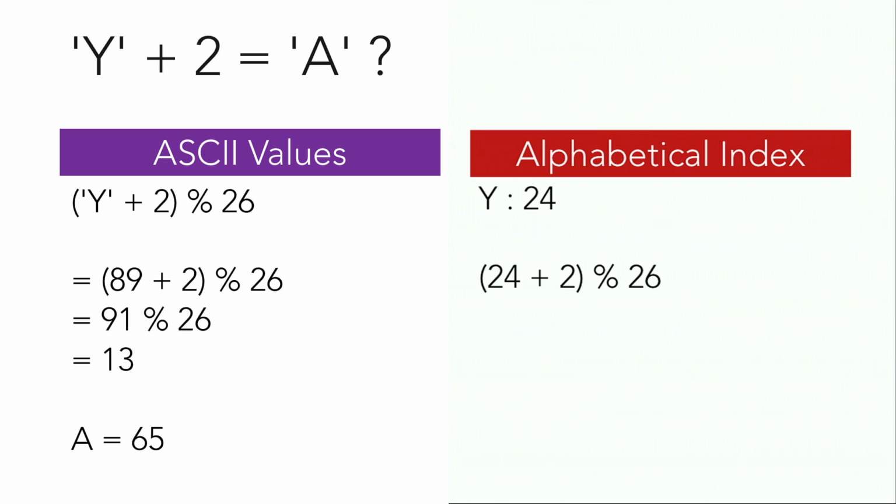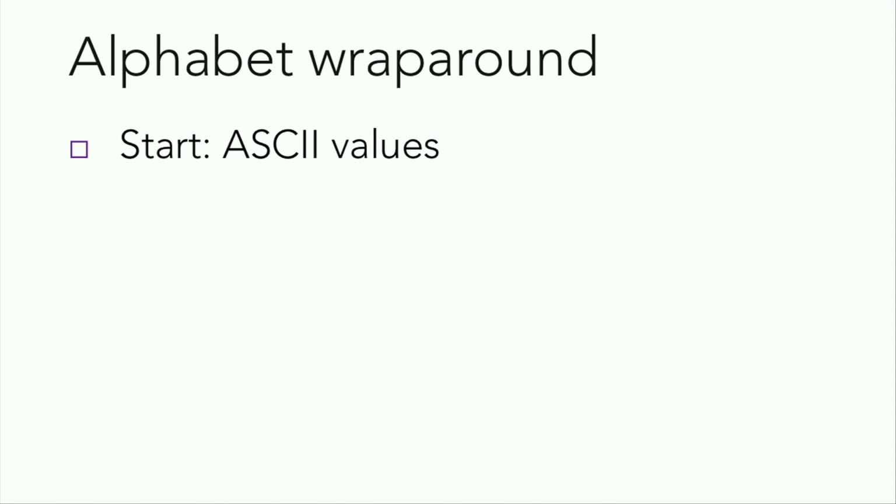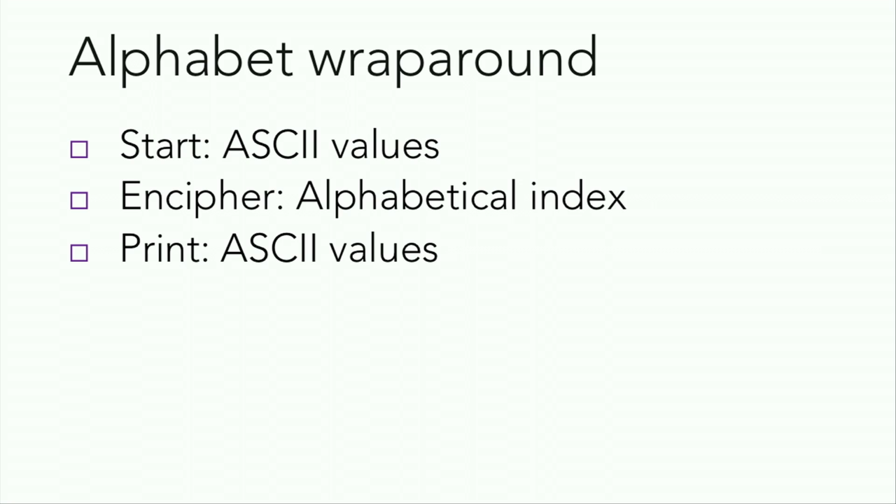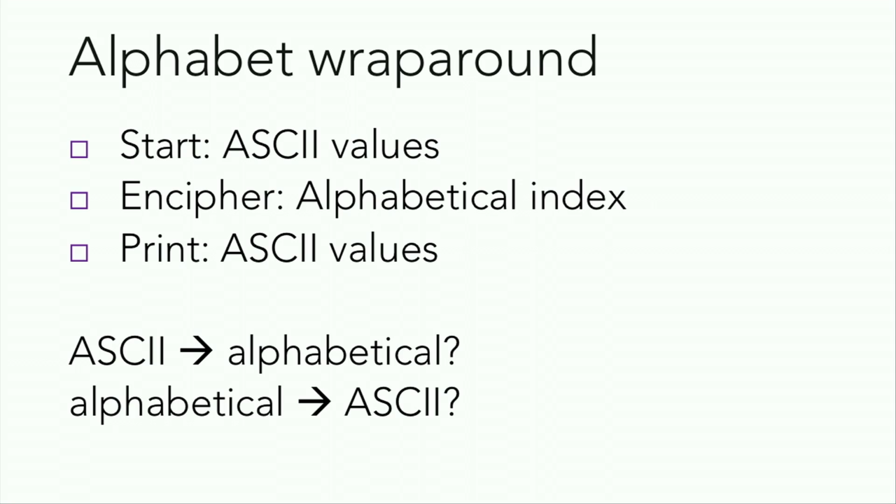Humor me now and move away from the ASCII values to an alphabetical index where A is 0 and Z is 25, meaning that Y is 24. 24 plus 2 modulo 26 gives us 26 modulo 26, 0, which is the alphabetical index of A. So this formula seems to apply to the alphabetical index of a letter and not its ASCII value. But you start with ASCII values, and to print the ciphertext character, you'll need its ASCII value as well. So up to you then to figure out how to switch back and forth.